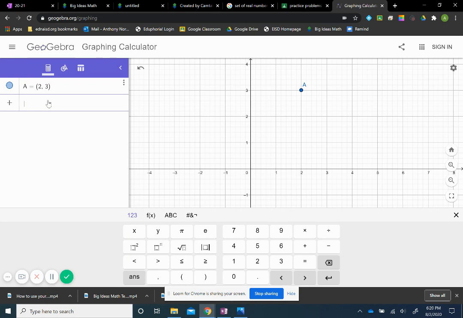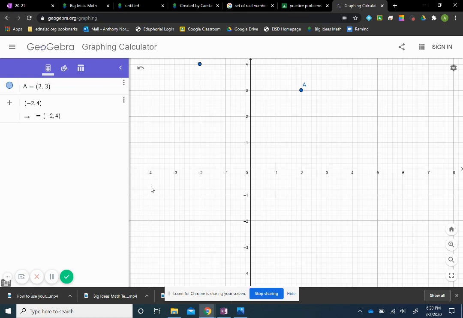So we can put another point. Let's say it's the point (-2, 4). So -2, 1, 2, 4. 1, 2, 3, 4.